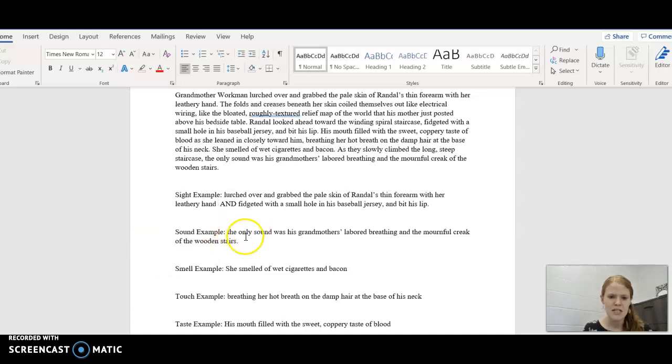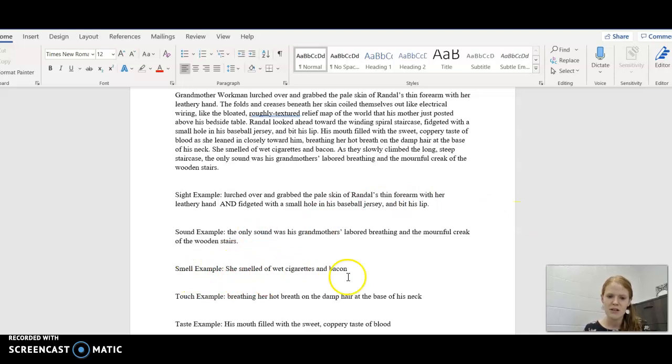A sound example is that last sentence: the only sound was his grandmother's labored breathing and the mournful creak of the wooden stairs. That's an example of personification in there too, right? The mournful creak. A staircase can't actually be mournful. So that's another example of personification. But again, it's sound. You can really hear the labored breathing, right? You can hear the creak of the wooden stairs.